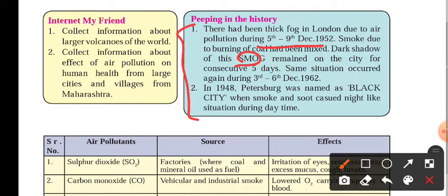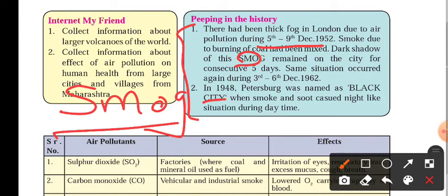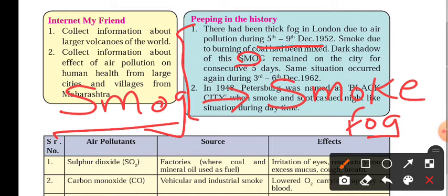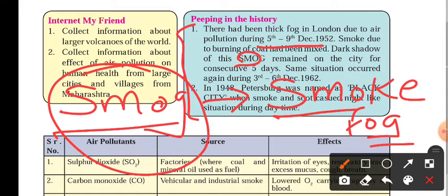this particular word, the smog, when we talk about it. The word smog is derived from the combination of smoke and fog. Smo from smoke and g from fog. So what does it mean? When smoke and fog get mixed, that makes the smog, which is like a dark shadow.